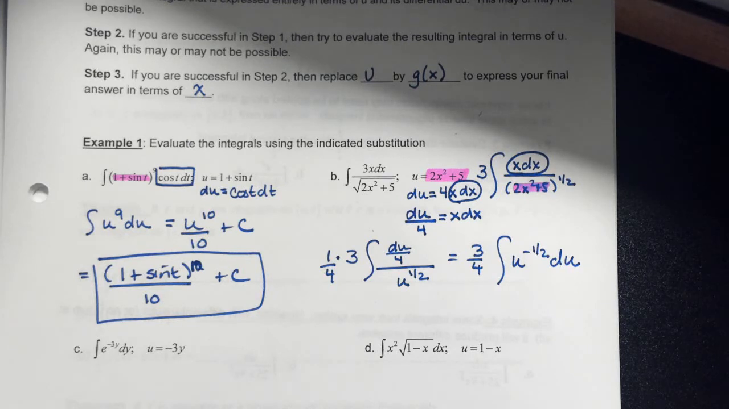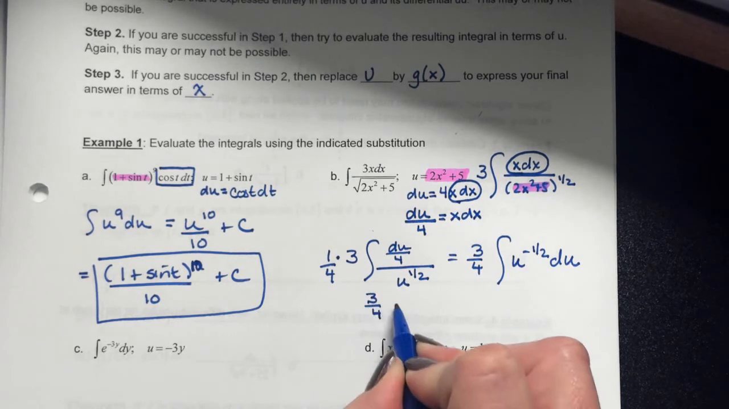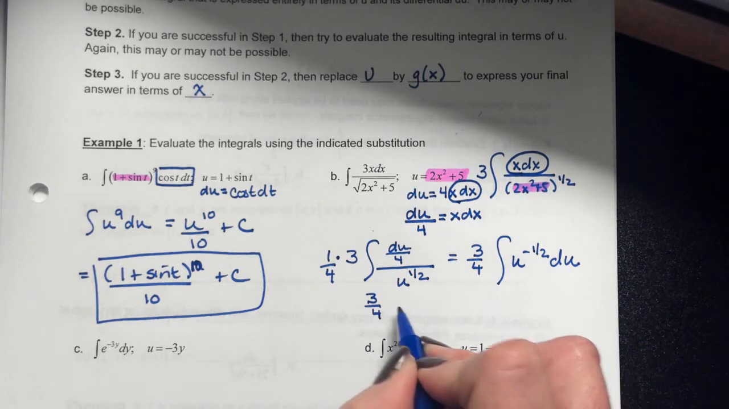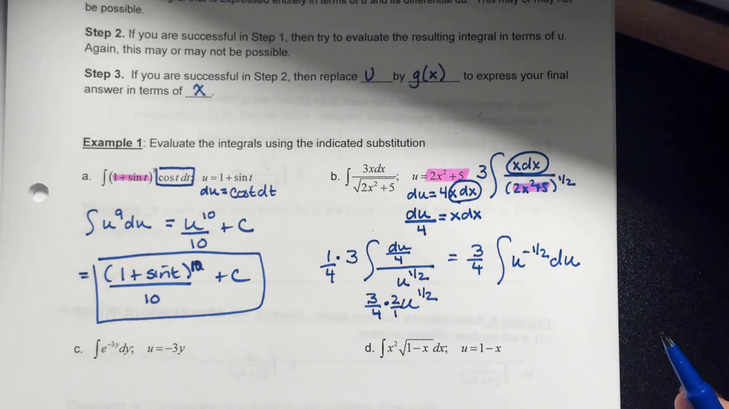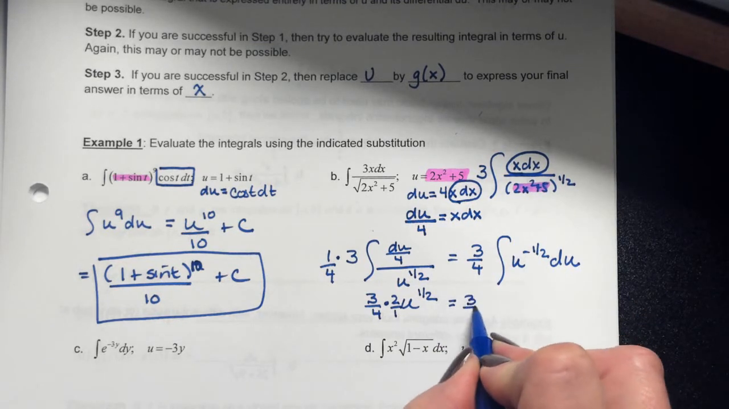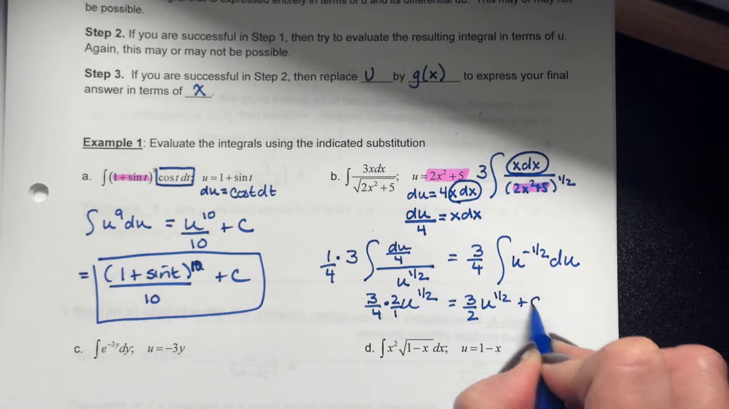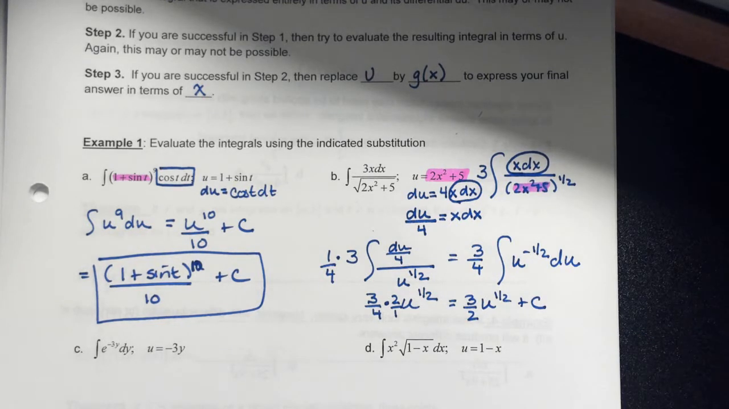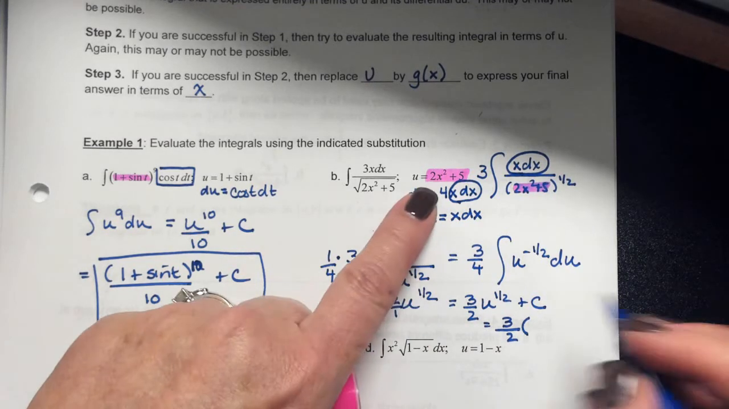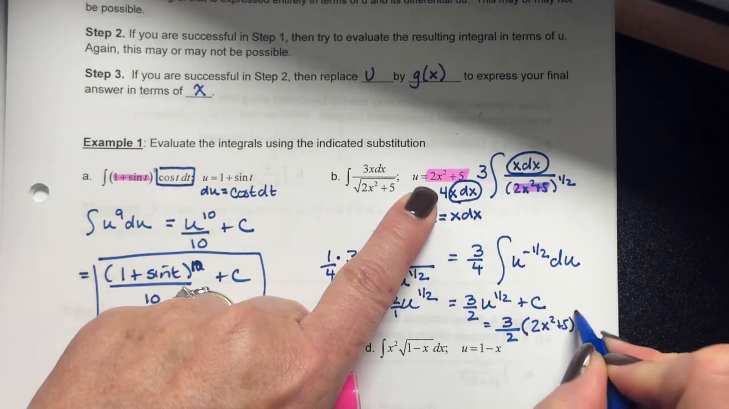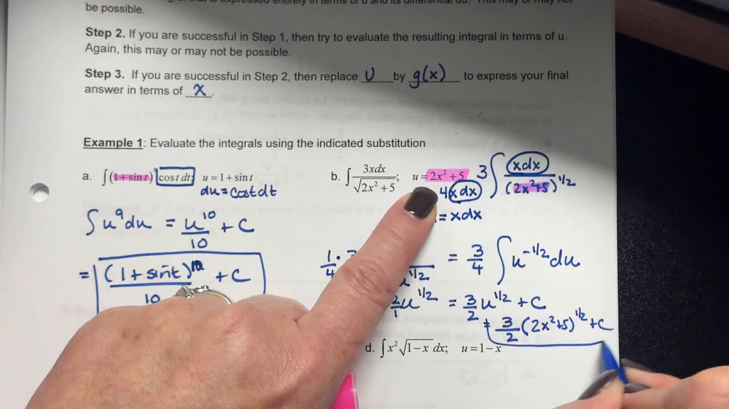Now I can go ahead and do my integration. 3/4 times, again, I add 1 to negative 1/2. That gives me u to the 1/2, divided by 1/2, so I multiply by 2 over 1. So I have 3/2 times u to the 1/2, and don't forget your c. Am I done? No, because what do I have to do? Plug what? u, exactly. My final answer is not in terms of u. I need to replace it with 2x squared plus 5, plus your c. So there's your final answer.